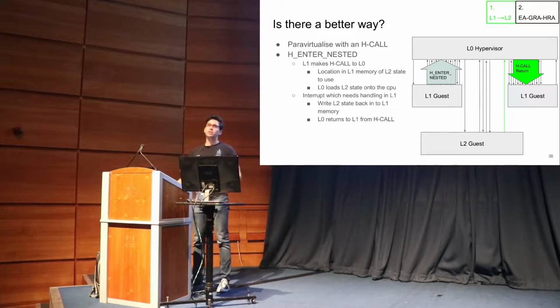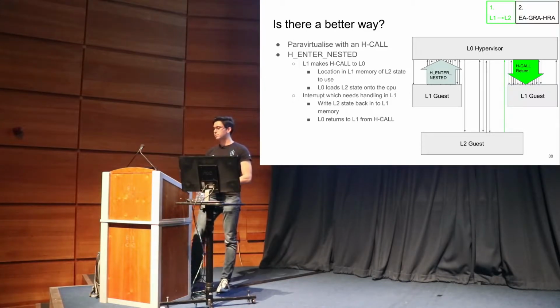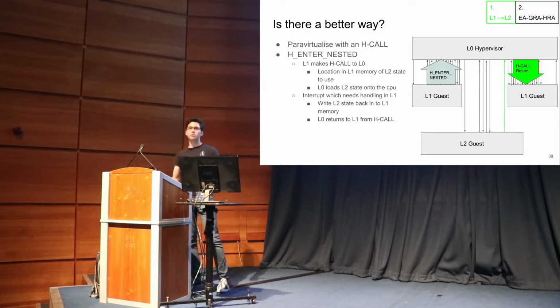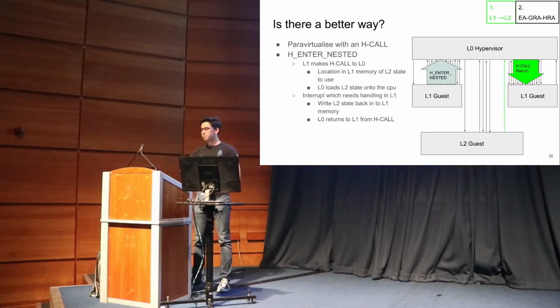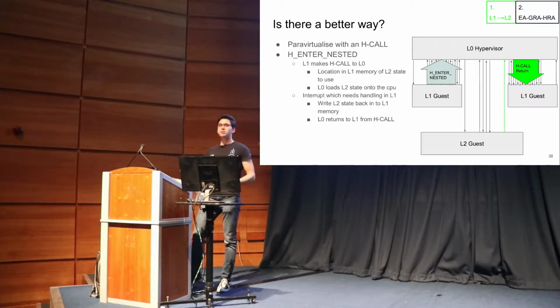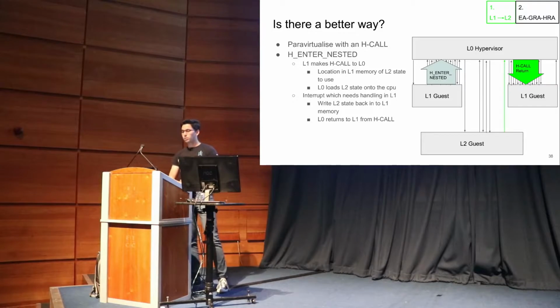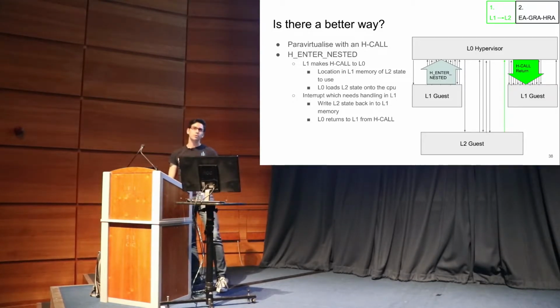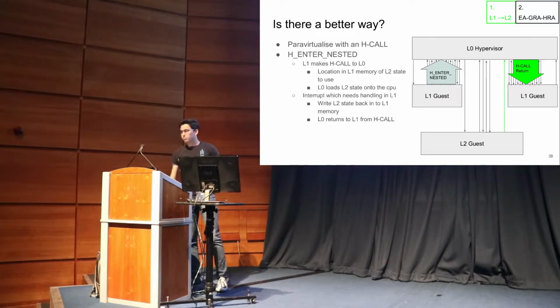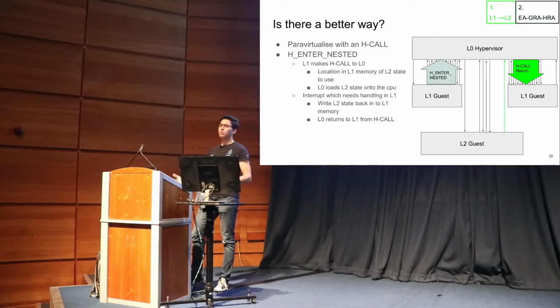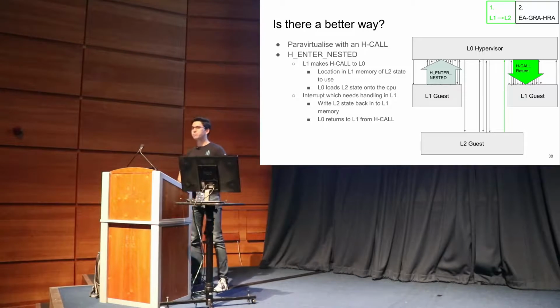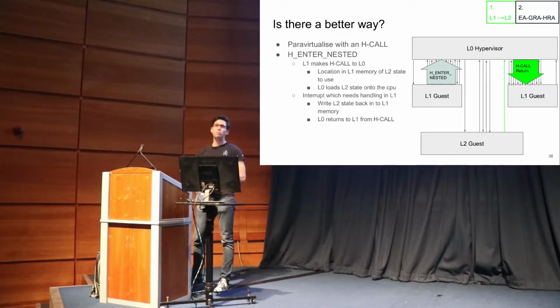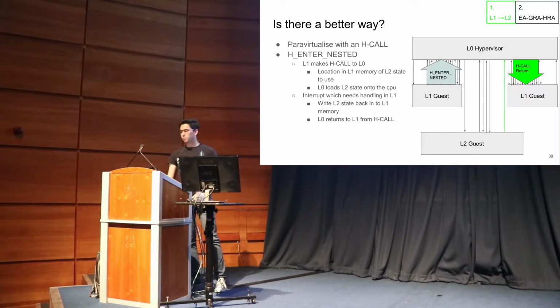So I'm going to introduce this H call, H-enter nested, which level 1 makes to level 0 when it wants to run its guest. One of the arguments is the location in its memory of a level 2 state it would like run, and level 0 can load this onto the CPU and enter our level 2 guest. Just like before, an interrupt will come along that eventually needs handling in level 1. And so level 0 is going to write the level 2 state back into level 1 memory so that level 1 can access it and return from the H call.